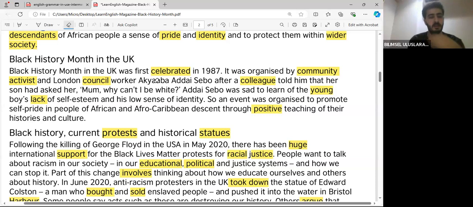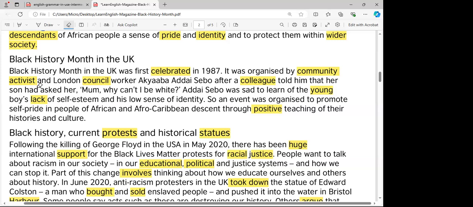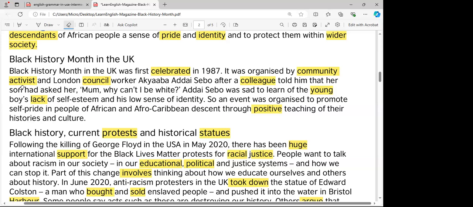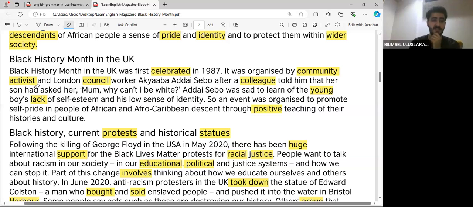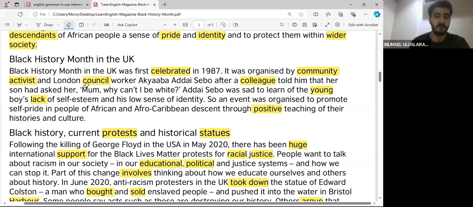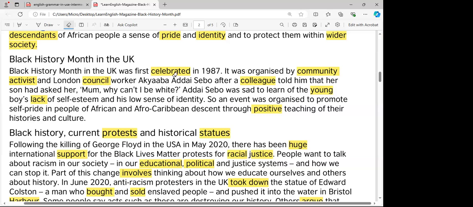Good job. Beautiful reading, miss. All right. Miss Aziza, what's the meaning of colleague? All right. And what's the meaning of activist? Noun. What's the meaning of it? Not what part of speech. What's the meaning of activist? Activist? Yes. What's the meaning of council? Good job.